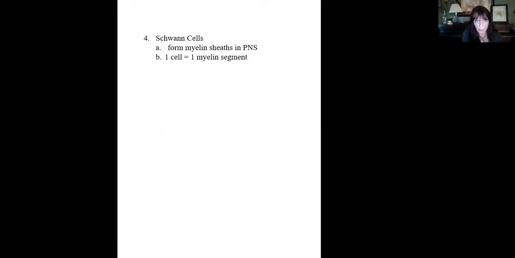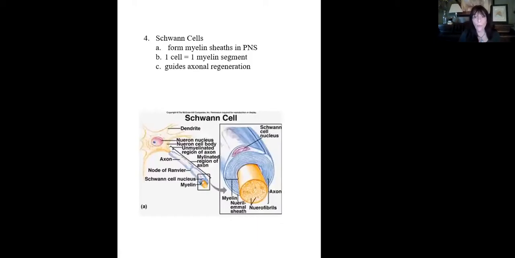Now, if we move into the PNS, we have these cells, the same thing that form myelin sheaths, a glial cell, called Schwann cells. This is in the PNS. And in this case, we have one cell not able to reach out and surround multiple segments of multiple axons, but one cell results in putting out one myelin segment. And these are important for guiding axonal regeneration. If you cut an axon, they can be useful in guiding that to the right way again, if the actual cell itself is healthy enough to do that.